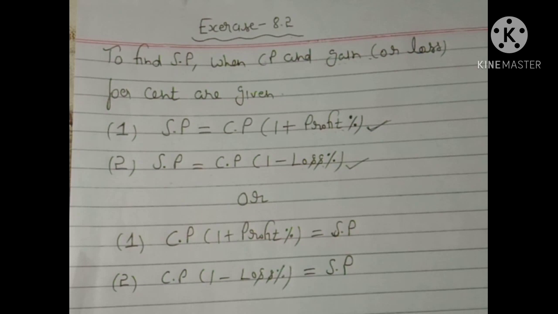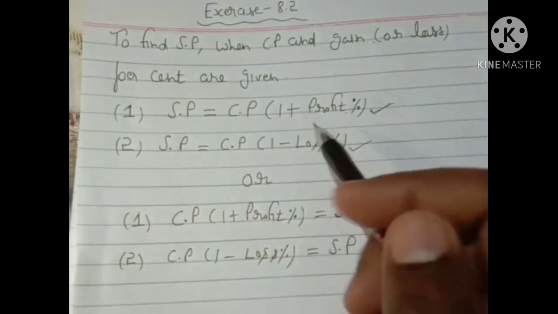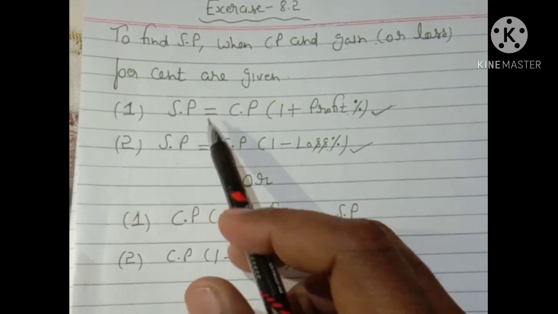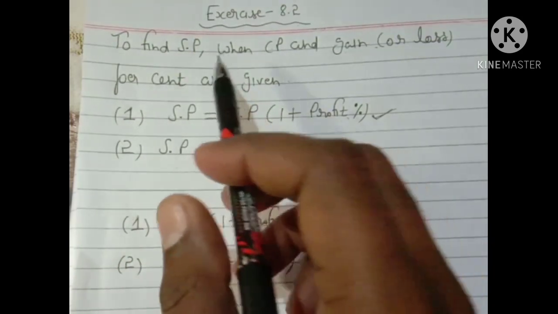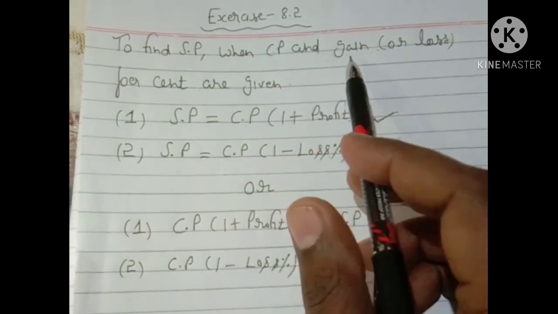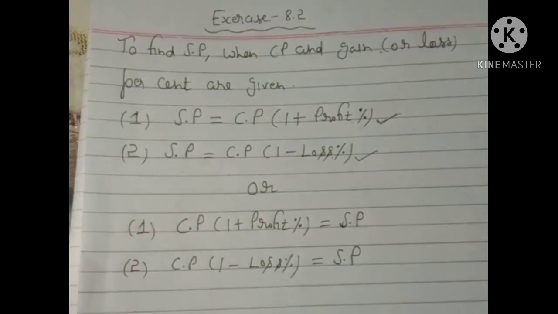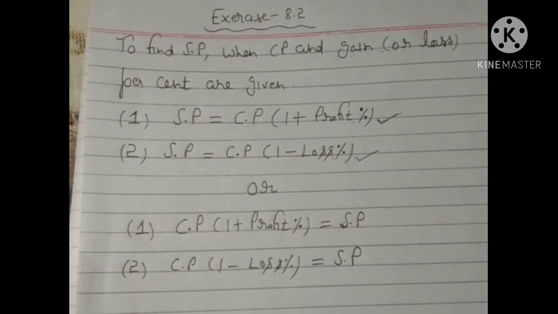Now in this second exercise, exercise 8.2, we have to apply only these two formulas to find the solution. You can see in this case the selling price, the cost price and the profit percentage or the loss percentage. These values will be given to us, and according to these values we have to find the solution of the 8.2 sums.